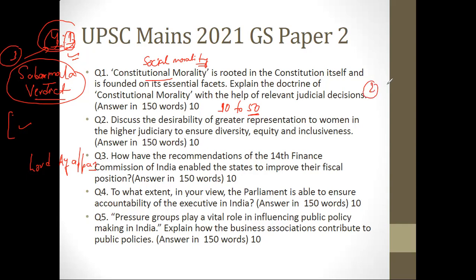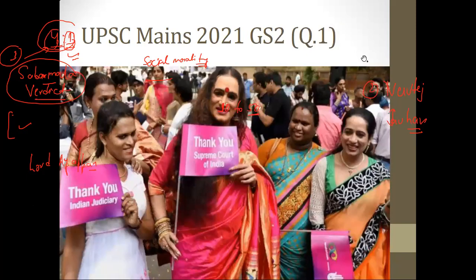Second thing is the Navtej Johar judgment. Hopefully you do remember these judgments, because sometimes in prelims they will ask you about these judgments directly. So what was happening in the Navtej Johar judgment? It struck down certain portions of Section 377 of IPC. Some portion of Section 377 of IPC was struck down. Many people feel that the whole section has gone. No, it has not gone.